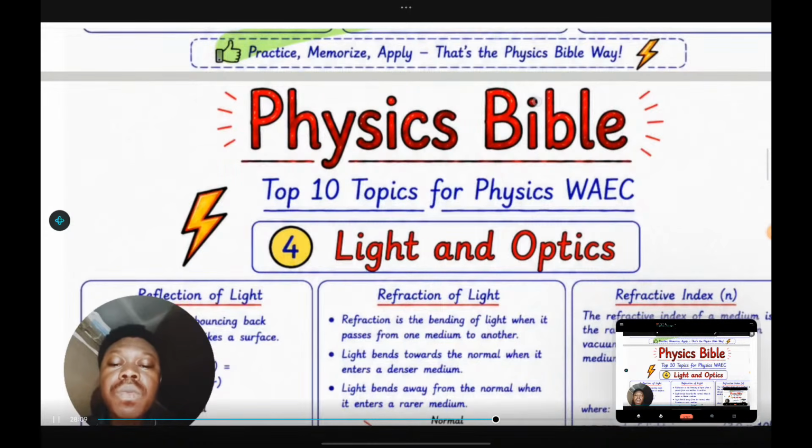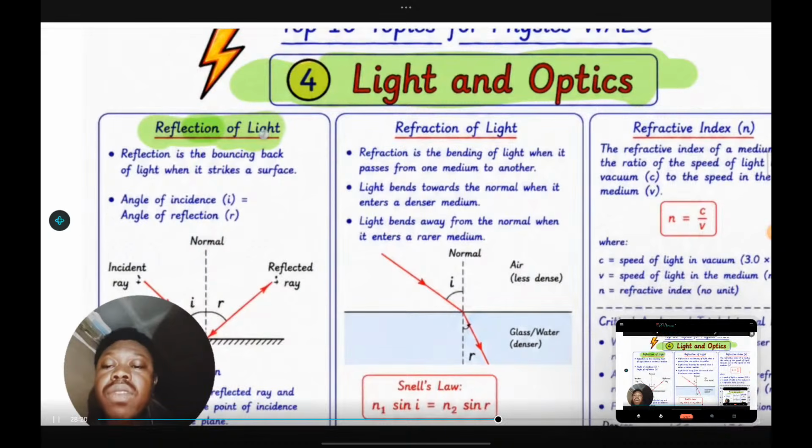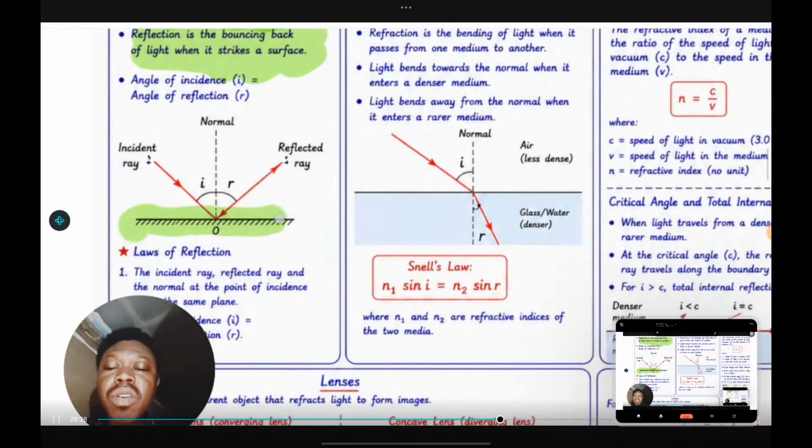We go to number 4 now. I have light and optics. Very important. Practicals, yes. Section B, yes. OBJ, yes. Under light, we have what we call reflection of light. Reflection is the bouncing back of light when it strikes a surface. All right, and we know that this is the surface here.